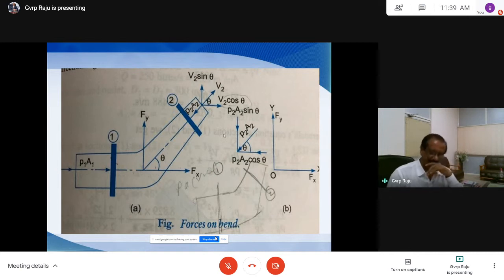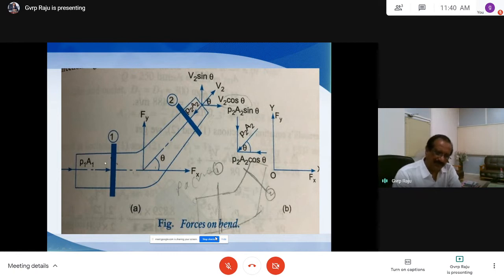Then what are the other forces? We have the weight of the fluid acting downwards. The second force required for consideration is the weight force here. The weight acts vertically downwards, wherever it is. So one is the pressure force, the second one is the weight of the fluid, and the third one.